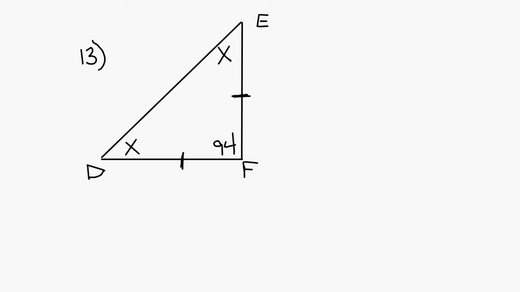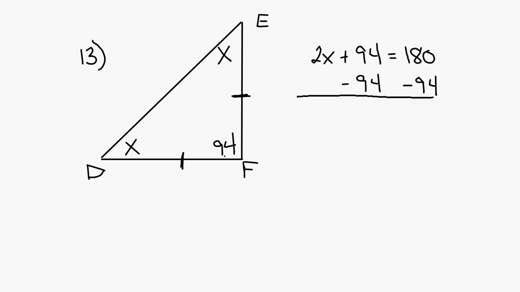So what does X plus X plus 94 have to equal? 180. They're the inside angles of a triangle. So 2x plus 94 equals 180. Subtract 94. So 2x equals 86. Divide by 2. X is equal to 43.